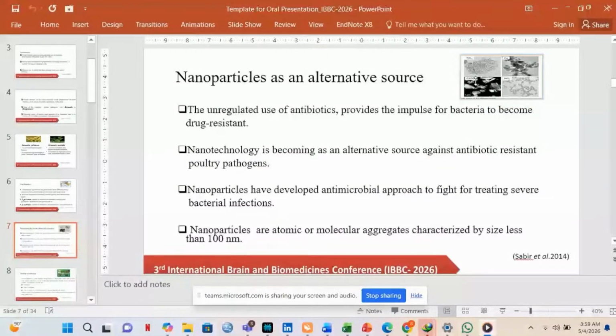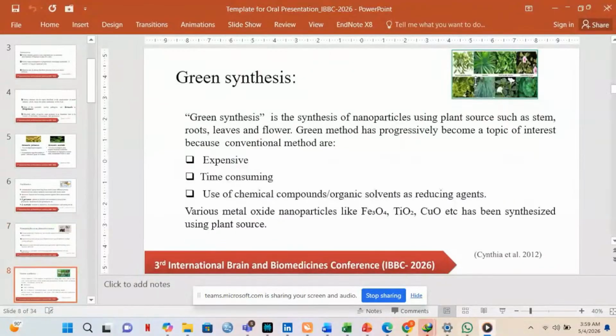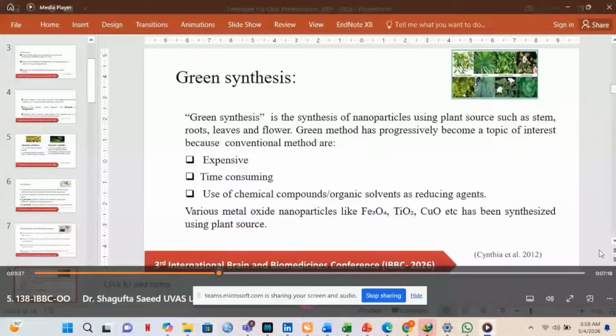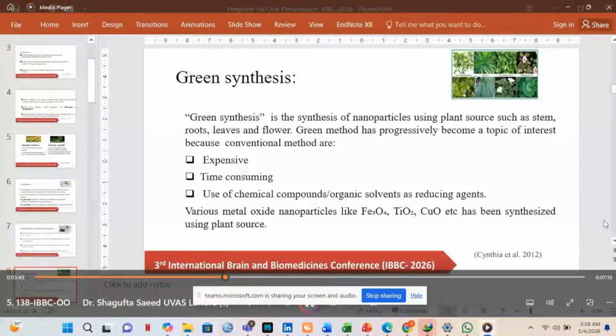So the green synthesis of nanoparticles is gaining importance day by day, and it has advantages over conventional methods, because conventional methods are expensive, time consuming, and use chemical components like organic solvents as reducing agents. Various metal oxide nanoparticles like iron oxide, titanium oxide, and copper oxide have been synthesized using plant sources. Zinc oxide nanoparticles have become an area of interest due to their distinguished antimicrobial properties.